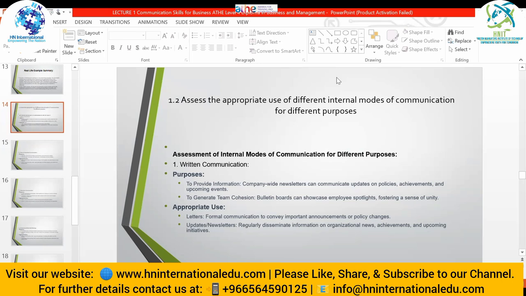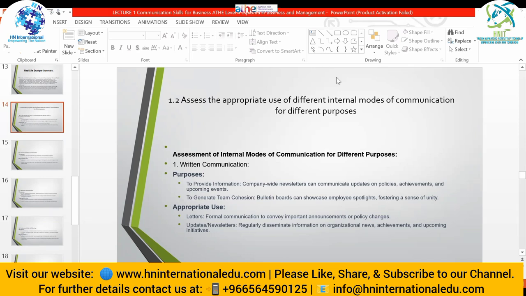marathons as well. Memorandums and newsletters are kind of the same thing, but they are called different because their way of communication is different. Memo is a piece of paper, newsletter is a proper newsletter. To generate team cohesion, bulletin boards can showcase the employee spotlights, fostering a sense of unity. That is, you can spotlight, you can highlight something, and it will foster a sense of unity among the employees.